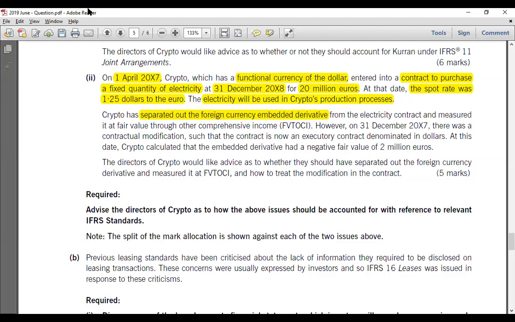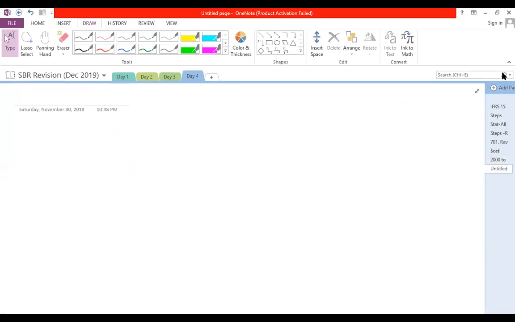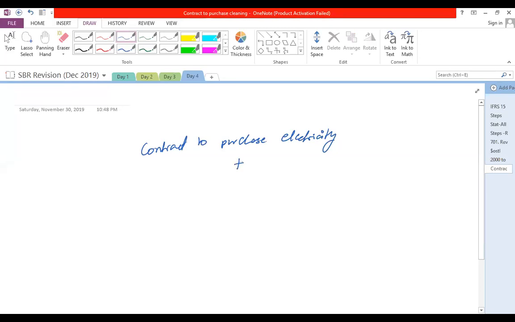If I go to the OneNote, we have signed a contract to purchase electricity. So this means, is this a derivative or not? Apparently, no, it's not a derivative. It's not a derivative, Hannah, because electricity is a non-financial instrument. So because it's a non-financial instrument, we call it to be a non-derivative.